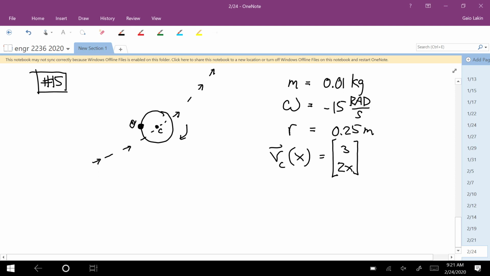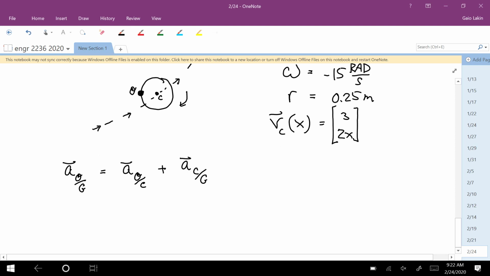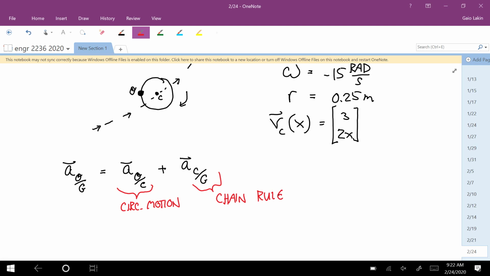All right, so the big idea is that the acceleration of O relative to the ground is equal to the acceleration of O relative to the center plus the acceleration of the center relative to the ground. And this is going to be circular motion. And this, we're going to have to use that chain rule approach. But we have a velocity vector already. So what we're not going to have to do is that thing where you find a unit vector tangent to the path, which always makes the derivatives super messy. So that's good. The chain rule will be nice and simple for this.